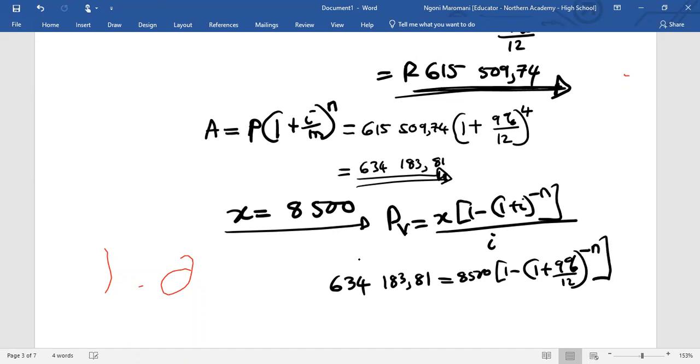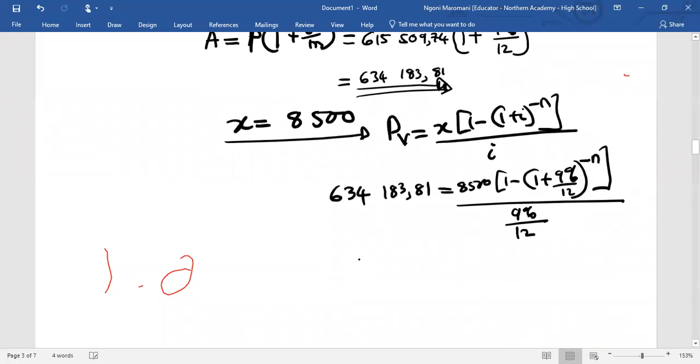We don't know that. Remember, we are looking for n actually. All over 9% over 12. Can you see that our n is in the exponent? What do you think we are going to end up using? Log. Which means we are going to make use of logarithms.